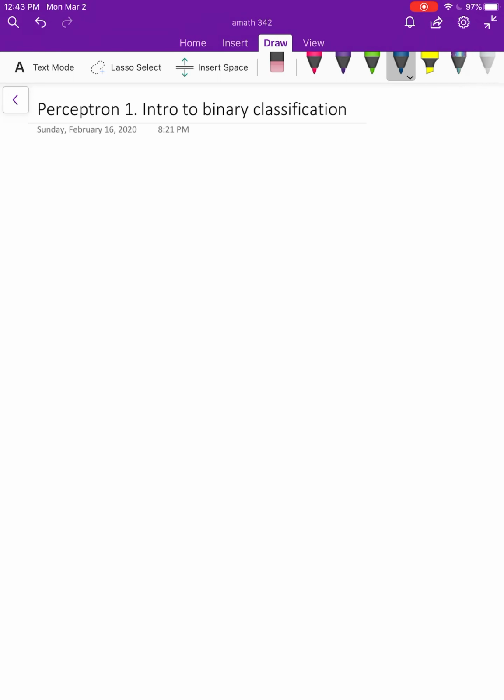So for the earlier part of the quarter, we have been describing how we can use math to study biological phenomena. But today, we are going to do it the other way, where we use biologically inspired algorithms to come up with mathematical models. The challenge or problem that we are going to do this example on would be the binary classification task.